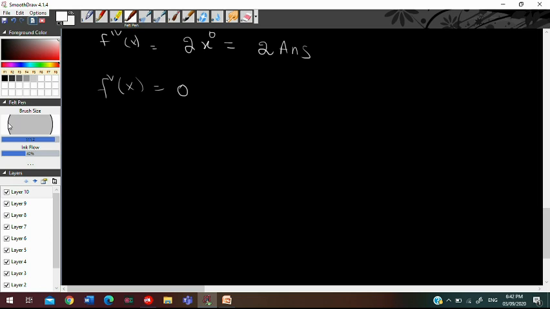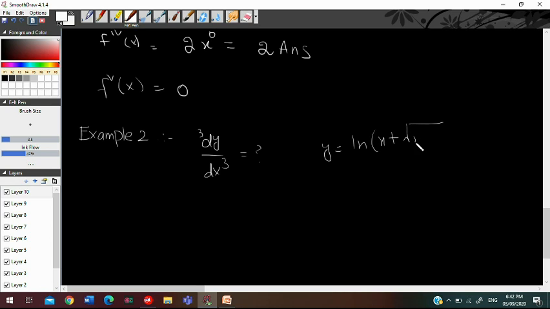Now example number 2. Here in the question the limit is given. Limit is given means here we have to find the derivative up to the third derivative. And the question is y equals log of x plus under root x square plus a square. Okay, now we start the solution.